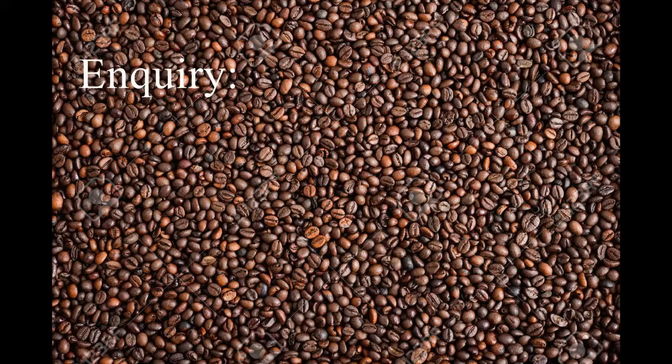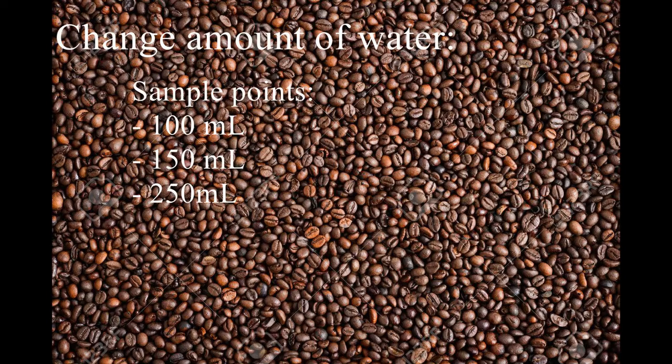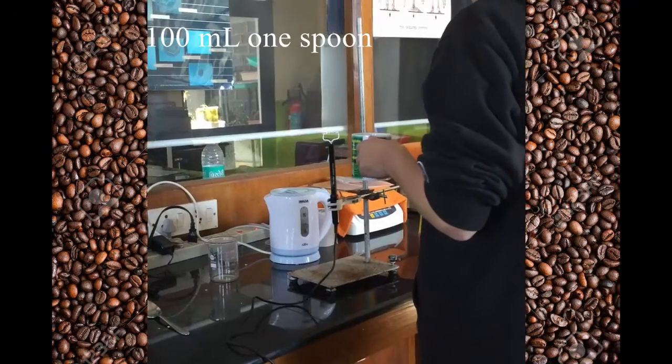As for the inquiry part, we decided to change the amount of water, amount of coffee powder, and the temperature of the water. First, we changed the amount of water. We obtained the data for 100 ml, 150 ml, and 250 ml. As for the results, we noticed that pitch goes up faster when there is lesser water. Here is a video for 100 ml water with 1 teaspoon of coffee.